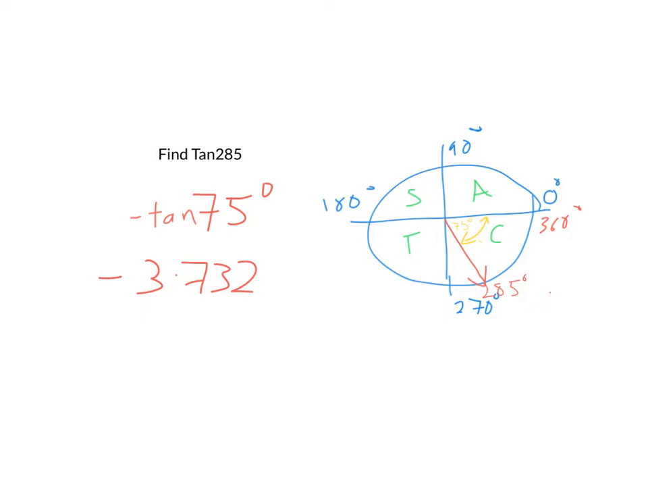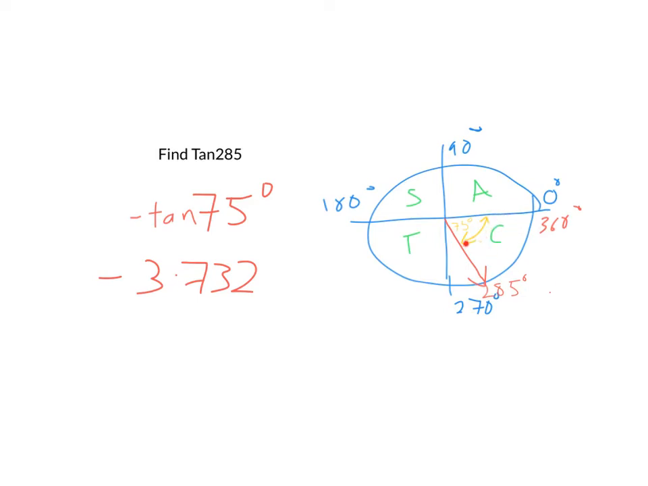So again, to recap the steps, I drew out my unit circle, 0, 90, 180 degrees, 270 degrees, and even going back to 360 degrees. I filled in our angle, 285 degrees, shown here by this red line. Then I decided, was my answer going to be positive or negative? In this case, it was a negative because only cos is positive in this quadrant.